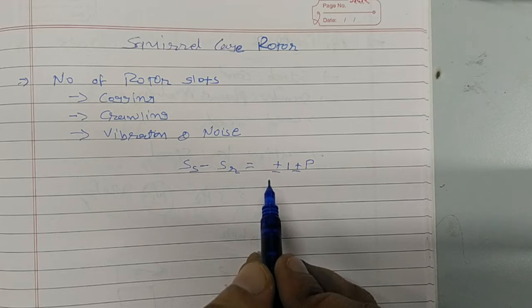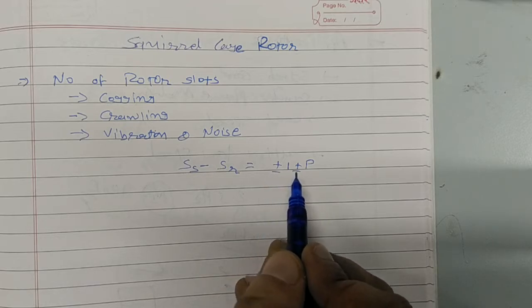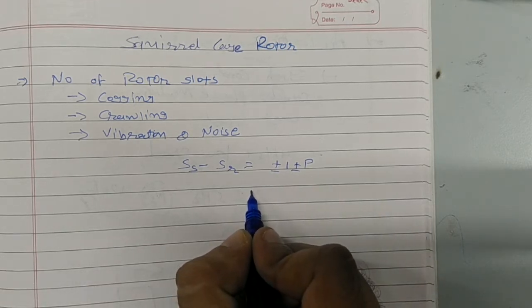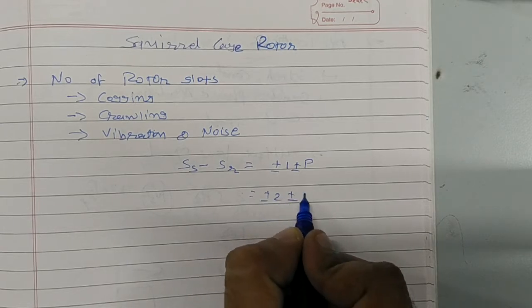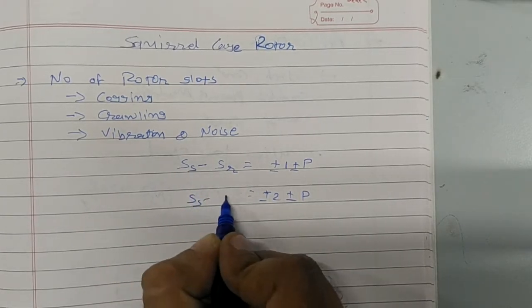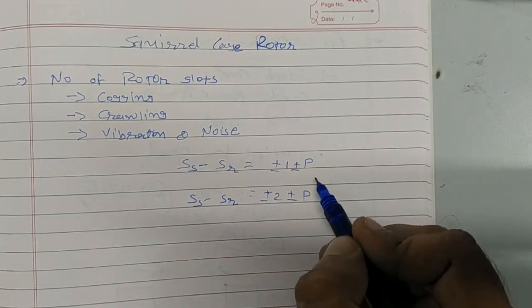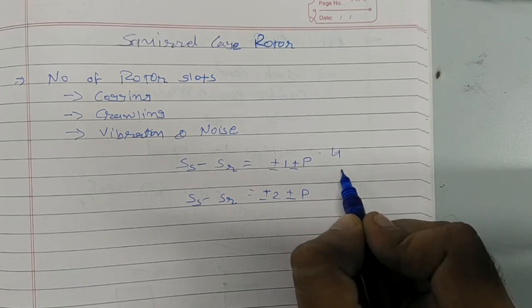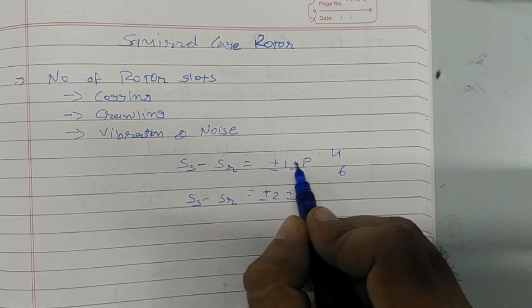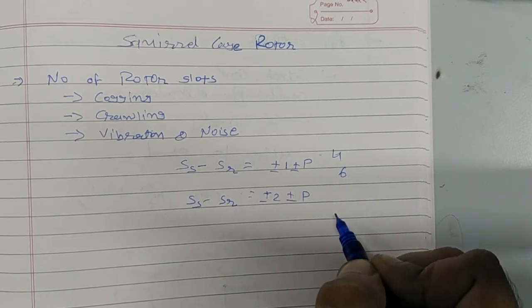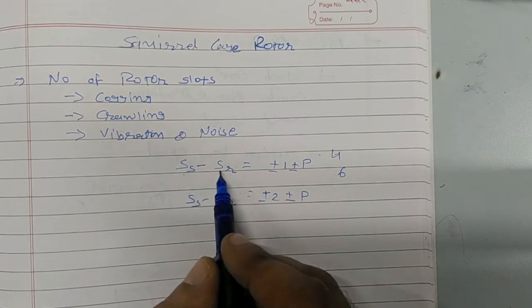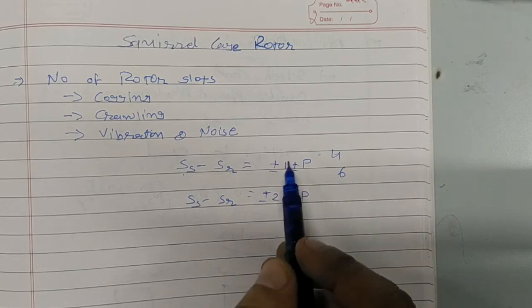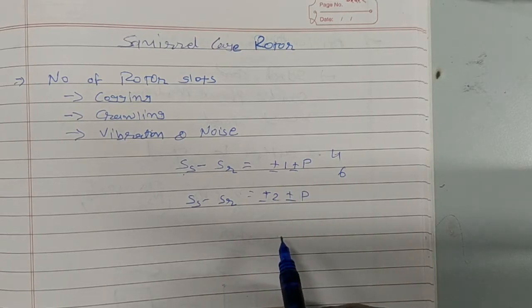vibrations. Okay, and further there are some undesirable slot combinations also, which is equal to plus or minus 2 plus or minus P. Okay, same SS minus SR. So certainly if you suppose you keep a number of poles to be 4 or 6, and if you put P equal to 4 and 6, taking positive and negative sign, you will have 4 different numbers, and that number should not be the difference between your stator and rotor slot. Okay, so we have to avoid this thing prior to the design.